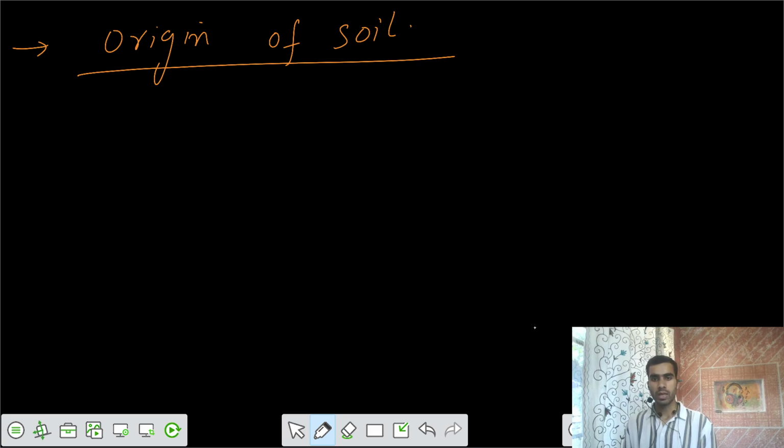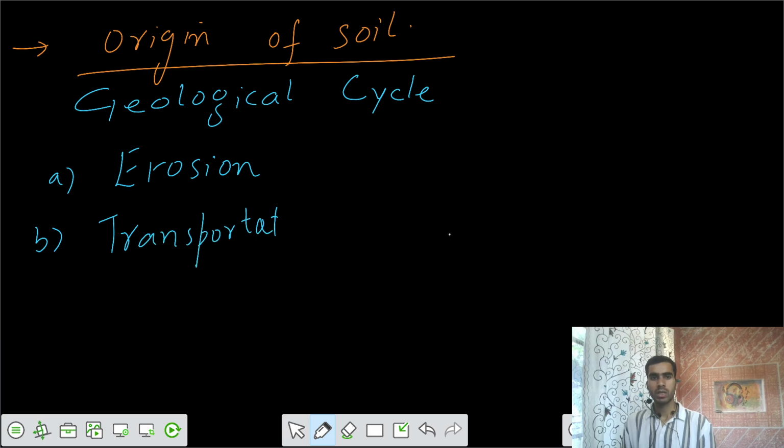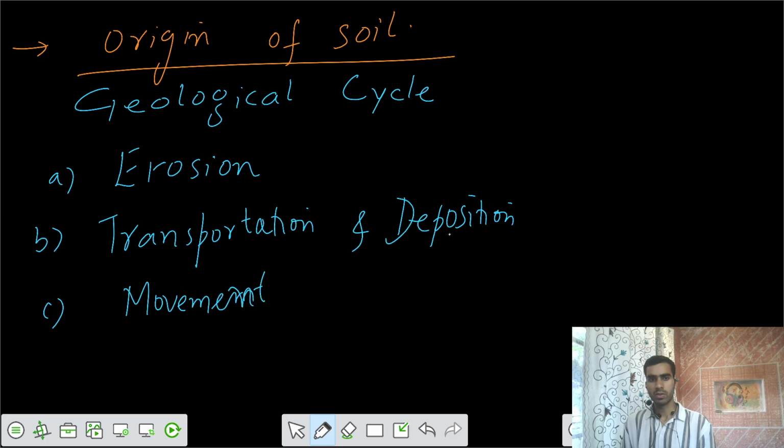To get the origin of soil, we have a concept that we have, the geological cycle. We say this cycle is having three dominant phases. One is your erosion. Second one is transportation and deposition. Third one is movement of earth.